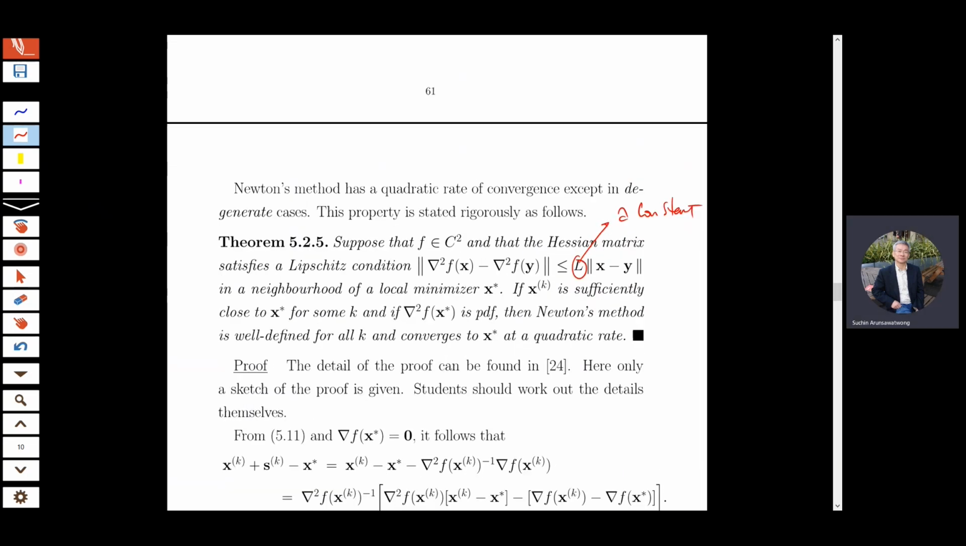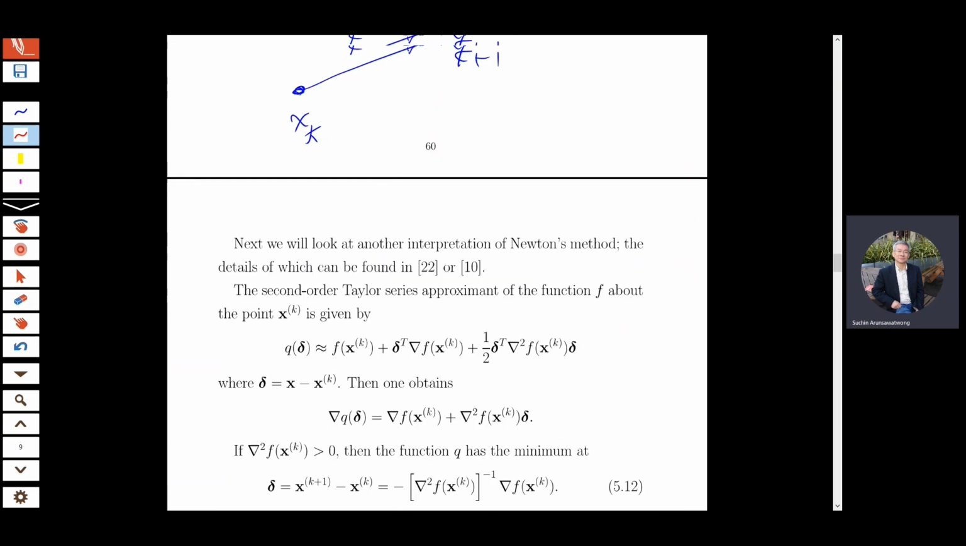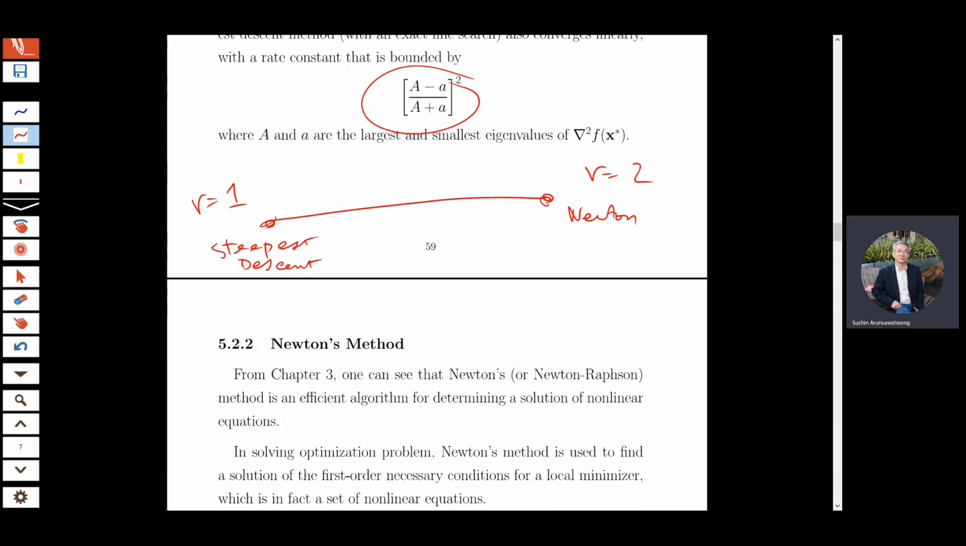Now the point is this: when we use Newton's method without line search, it converges with a quadratic rate of convergence according to this theorem. Now we have two methods. When we use Newton's method, the rate of convergence is quadratic, which is very fast. When we use the steepest descent, the rate of convergence is linear.